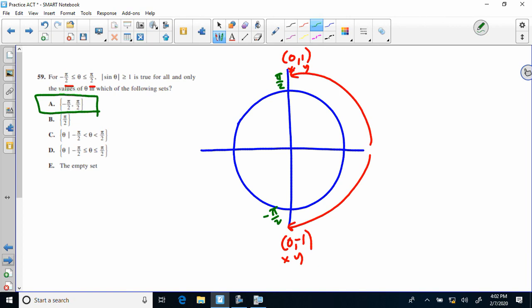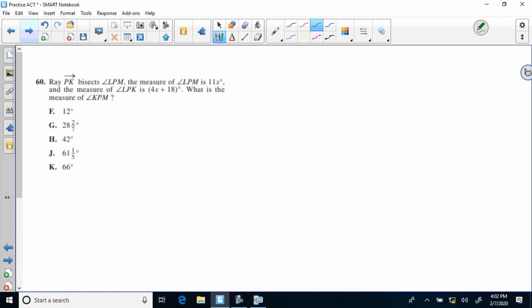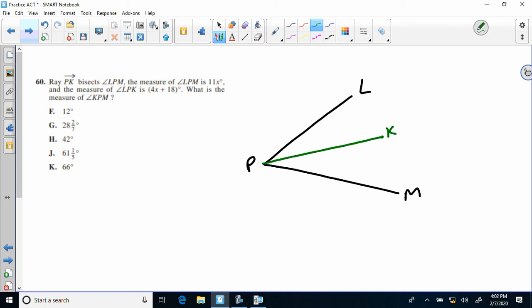Okay, 60. It says ray PK bisects angle LPM. So I'm going to draw LPM, and I don't know how big or small it is, and I don't care. All I care is it's an angle. So I'm going to have an LPM. That's that angle. And the ray PK bisects it. That means from P to K, bisected the angle or made this 2 equal pieces.